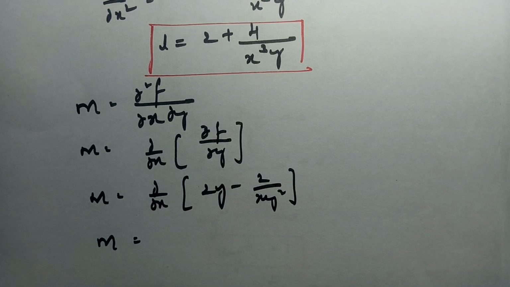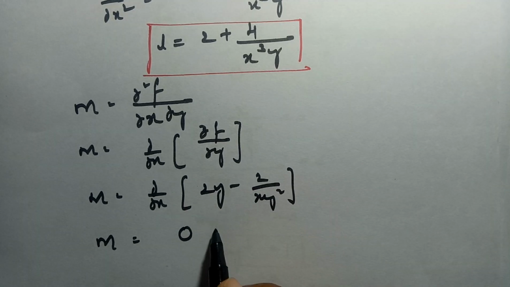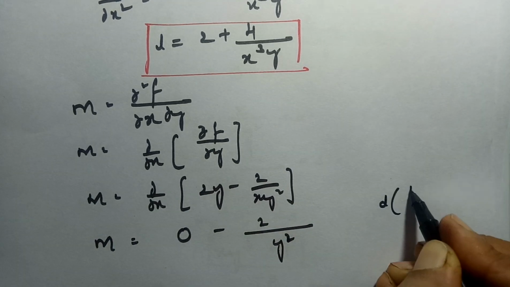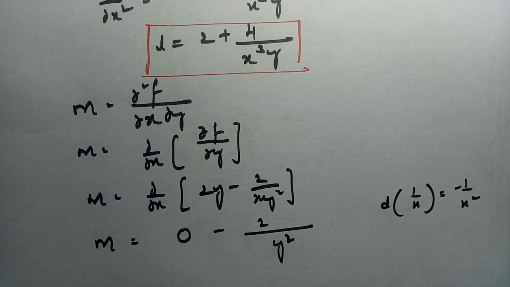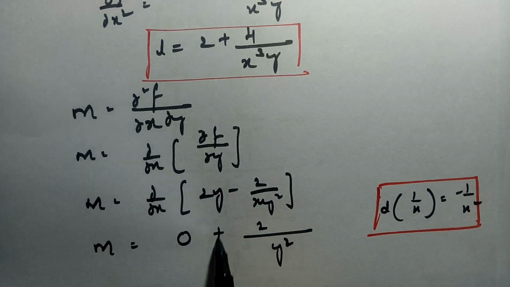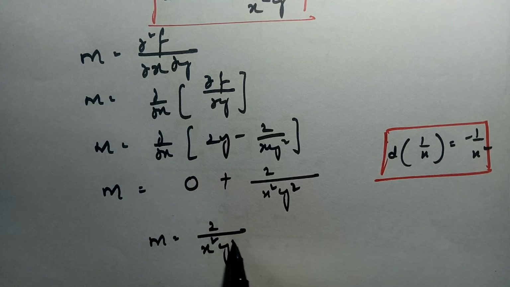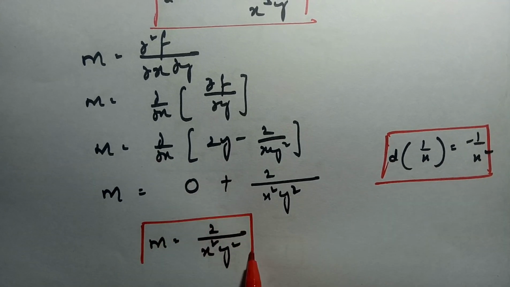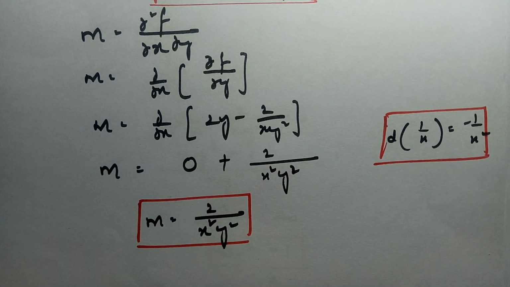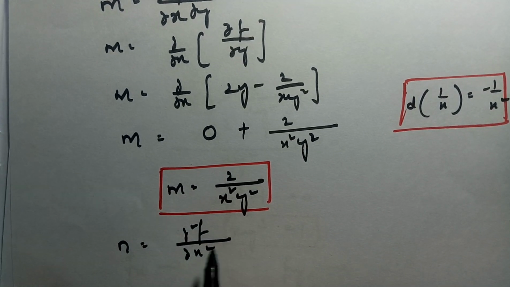See here. With respect to x, 2y is a constant, so this is 0, and minus 2 by y square is a constant. And if you observe, the derivative of 1 by x is nothing but minus 1 by x square. So the derivative of 1 by x is nothing but minus 1 by x square. So M value I got as 2 by x square y square. So after getting M, I have to go with the value of N. So what is this N? N value is nothing but dou square f by dou y square.